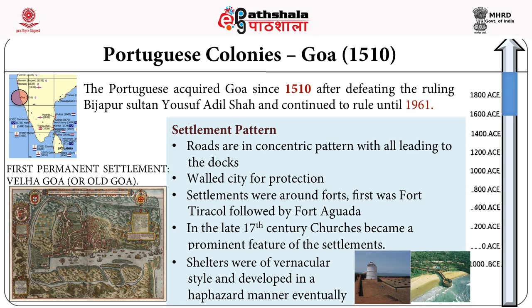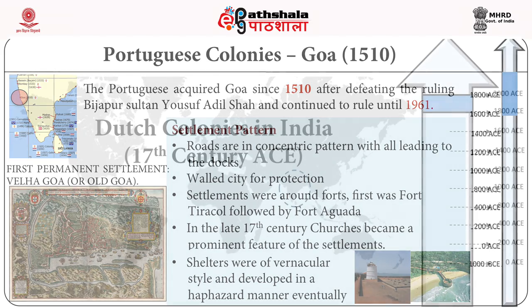And there was a walled city used for protection. Then the settlements were around forts, and the first was Fort Tiracol, followed by Fort Aguada. And in the late 17th century, churches became a prominent feature of the settlements. And the shelters were of vernacular style and developed in a haphazard manner.